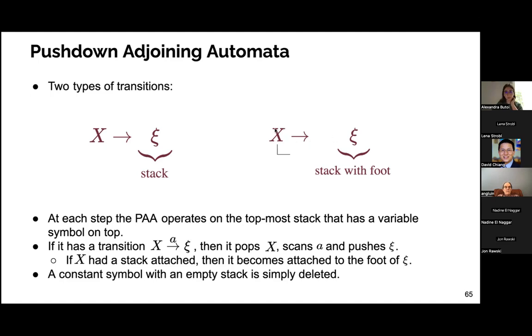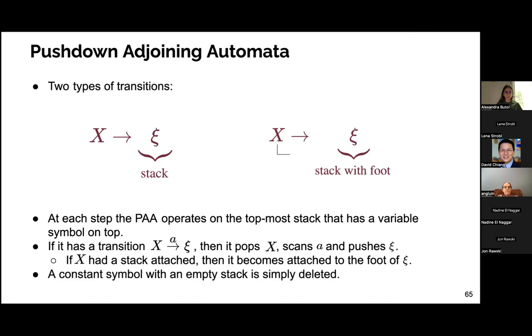And when the stack has a foot, then also X, the symbol on the left-hand side, is marked with a foot. So at each step in the computation, we can operate only on the topmost stack that has a variable symbol on top. So we go to the topmost stack, and if we don't have any variable symbol that we can rewrite, we go down.